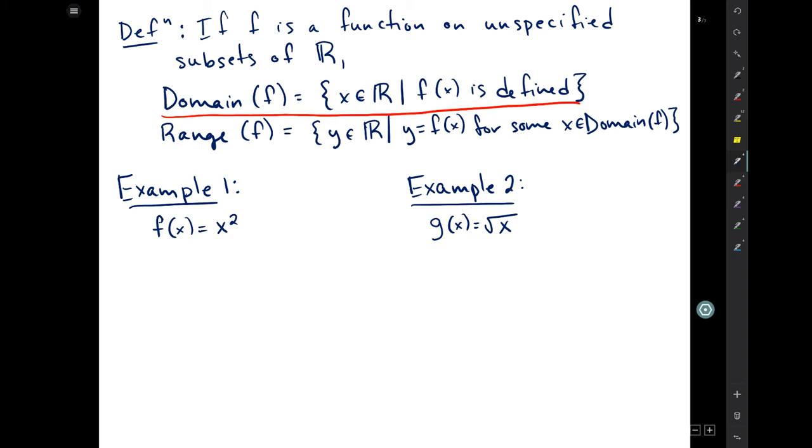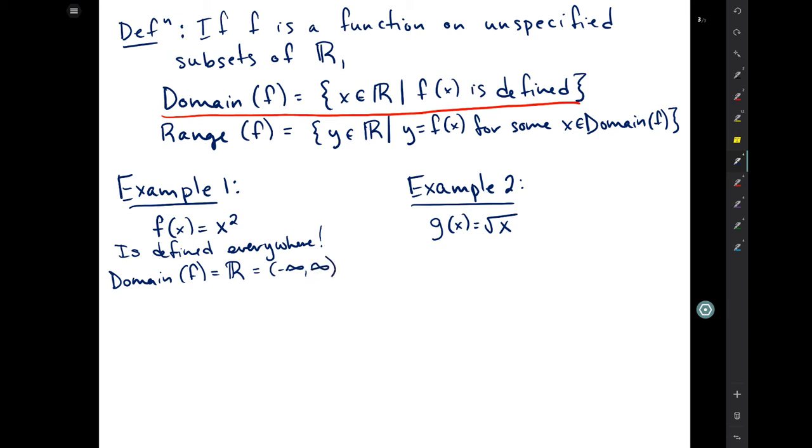We'll go back to our familiar f of x equals x squared. If we don't define the domain of this function, I look at this expression and I say, what is that defined for? And I say, well, I can square anything, so it is defined everywhere. I can plug in anything. So the domain of this function, f, is the set of all real numbers. And if you want to write that in interval notation, it's this interval from minus infinity to infinity.